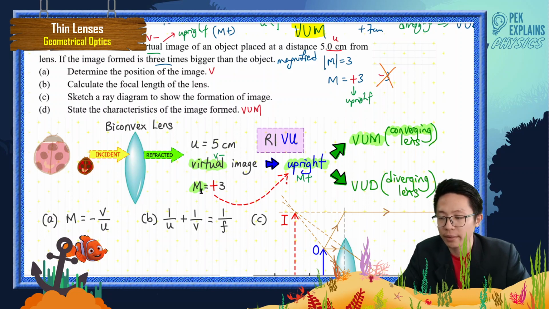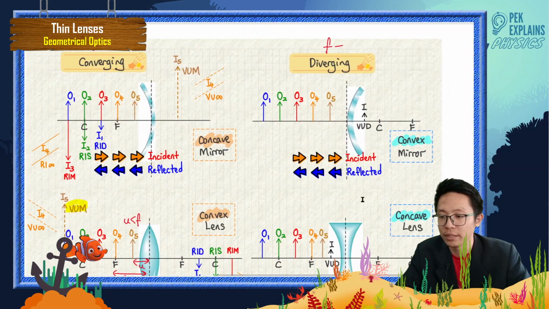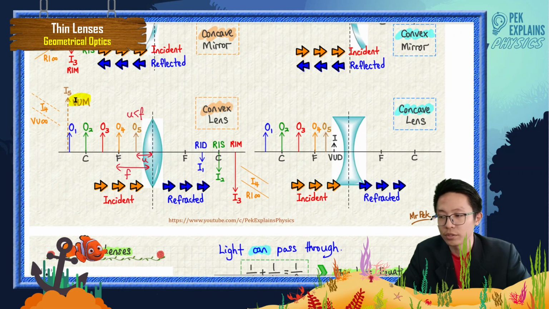So it is virtual, upright, magnified. This is the acronym. It's not virtual, upright, diminished. So it is virtual, upright, magnified, and it is this biconvex lens. So we can conclude that this biconvex lens is a converging lens, because only a converging lens can form "boom", but the diverging lens can form only "wood". Boom is over here. Wood is for the diverging lens. Wood is this. See that?